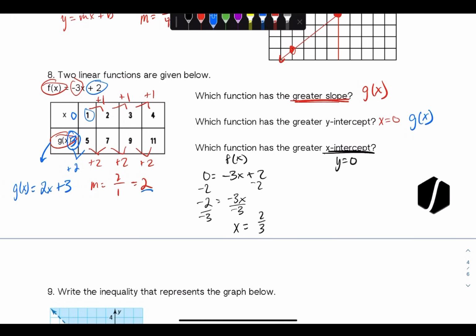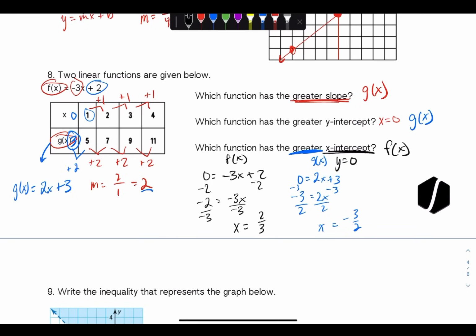And so now we're going to take 0, set it equal to 2x plus 3. And this is for g of x. And we'll do the same thing. So we've got negative 3 if we subtract 3 from both sides, equals 2x, divide by 2, and we get x is equal to negative 3 over 2. So which one has the greater x-intercept? Well, this time that is going to be f of x.